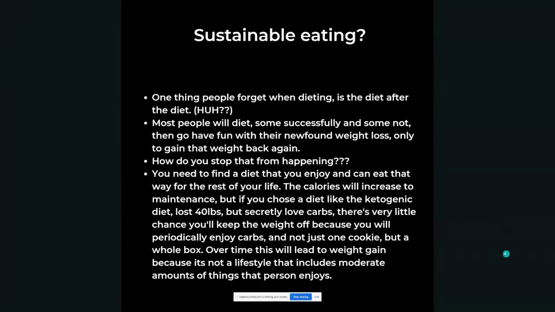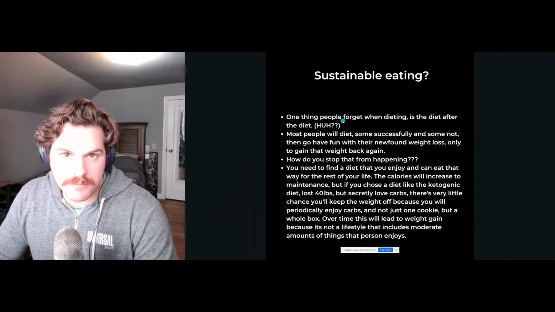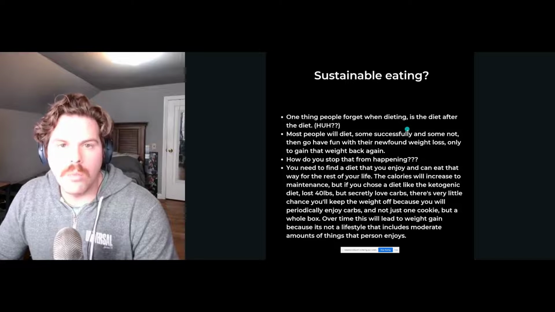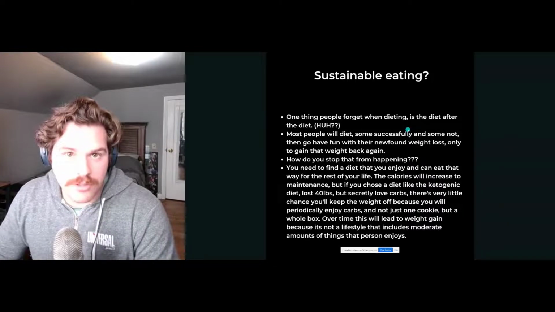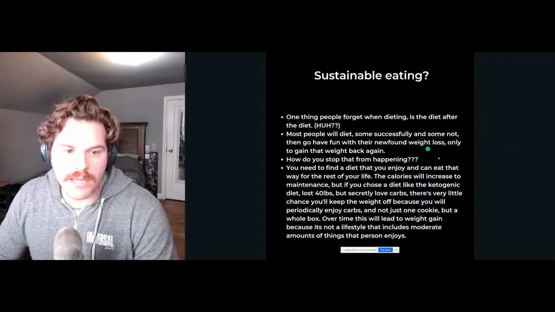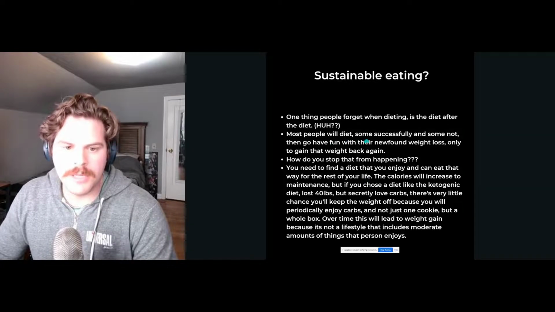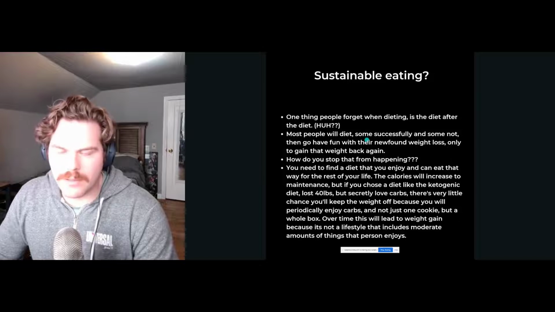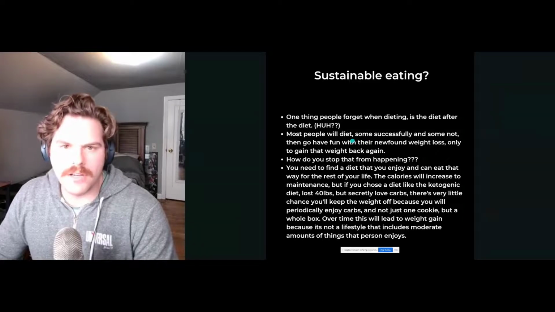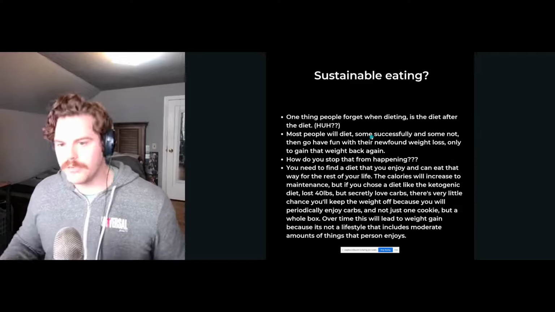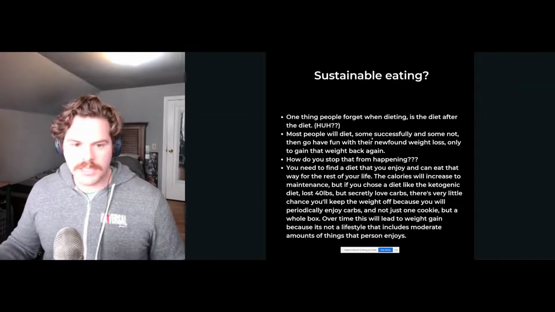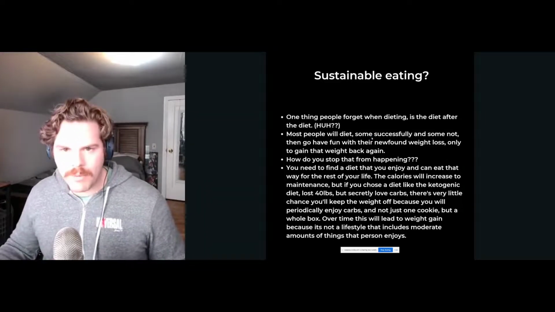And then the last thing is sustainable eating, right? I see this all the time. People forget this when they're dieting: what is the diet after the diet? I'm going to repeat that. What is the diet after the diet? Because a lot of people are going to diet successfully at some point in their lives. They'll lose 20 pounds, 30 pounds, 40 pounds, right? They're going to go have fun with their newfound body, their newfound weight. And the only thing that's going to happen is they're going to gain all of that weight back again.